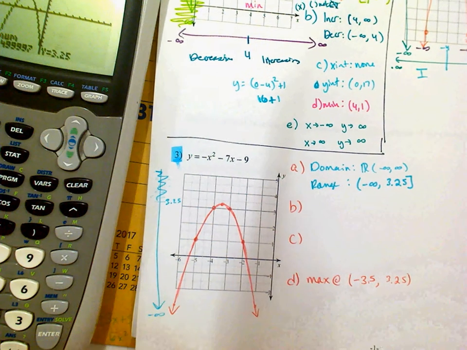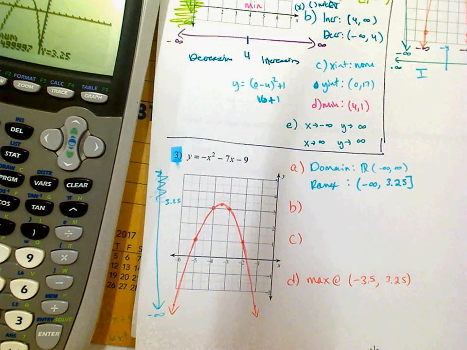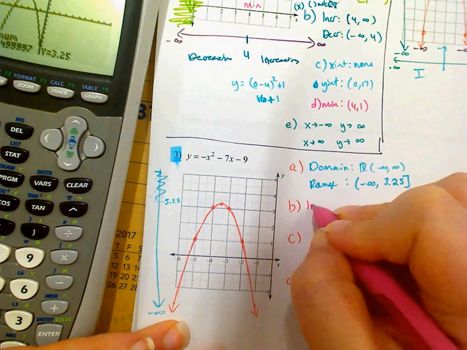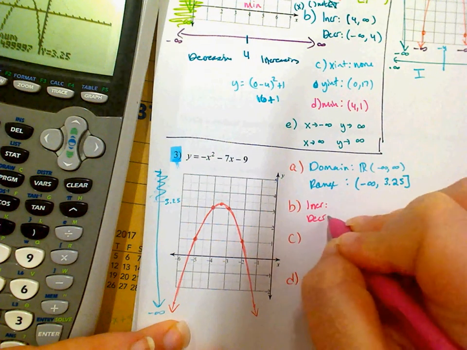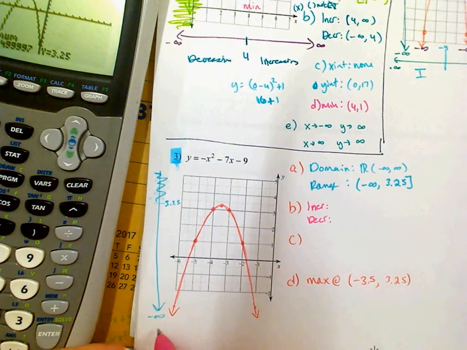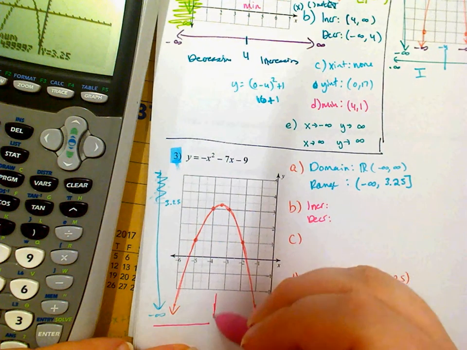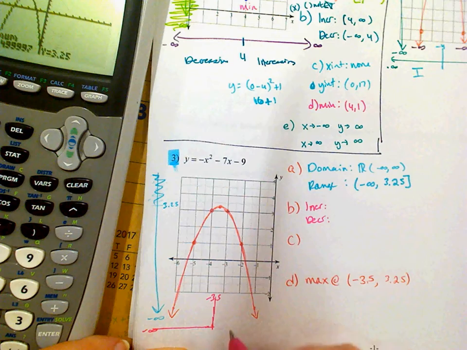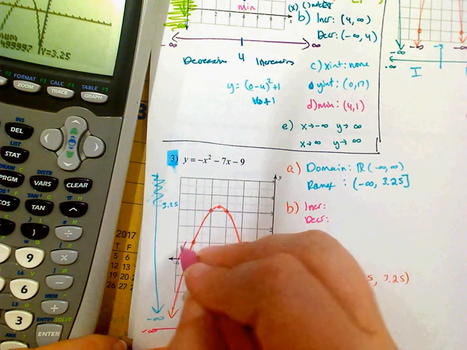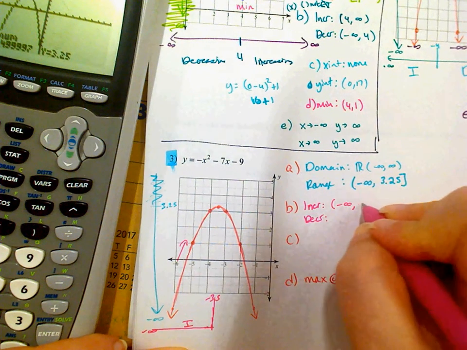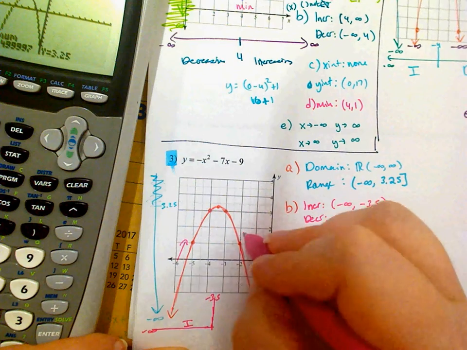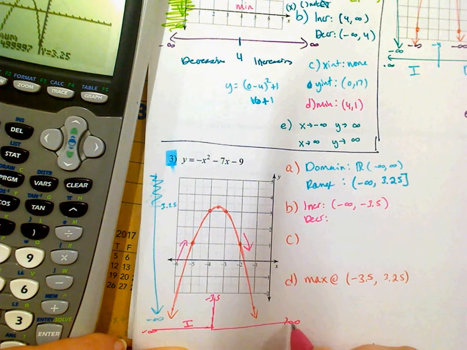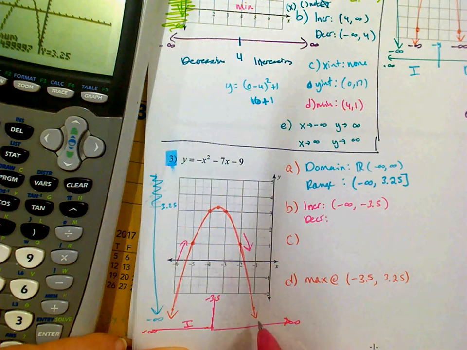Alright, B asked for increasing and decreasing. So I know I am increasing until I reach negative 3.5. So from negative infinity until negative 3.5, I am increasing. Negative infinity to negative 3.5. And then after that, I am decreasing until positive infinity. So yes, we're going down to negative infinity, but I'm only talking about x values. So from negative 3.5 to infinity.